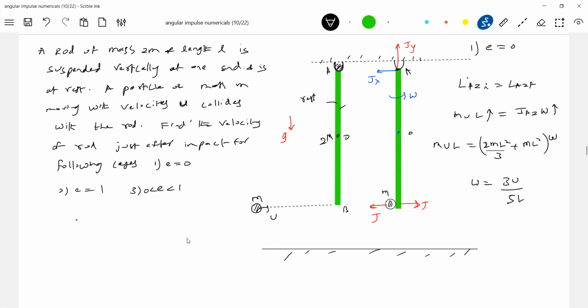At that instant, what is the linear velocity of point O? The linear velocity of point O should be L by 2 times omega. What is the velocity of the particle? We can calculate all, no? Different points on the rod will have different velocities. Directly, you go for the moment of inertia of the system, rod plus particle. This is the rod. This is the particle.